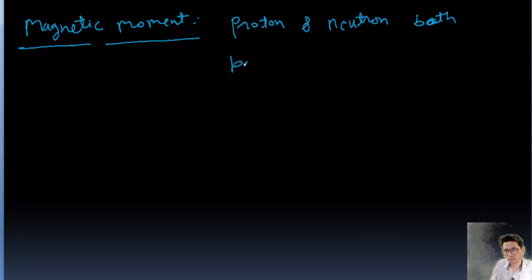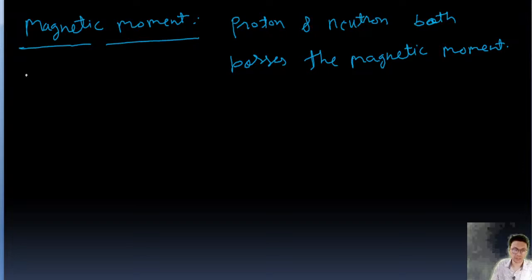Next, guys, this is magnetic moment. Proton and neutron both possess the magnetic moment.